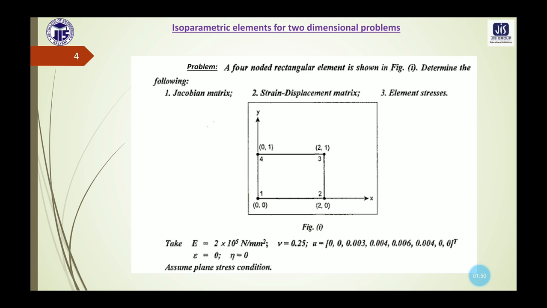Now we will start this lecture, the discussion from this numerical problem. So what this question says is that a four-noded rectangular element is shown in figure 1. We need to determine the following, which are a Jacobian matrix, then strain displacement matrix, and number 3 element stresses.